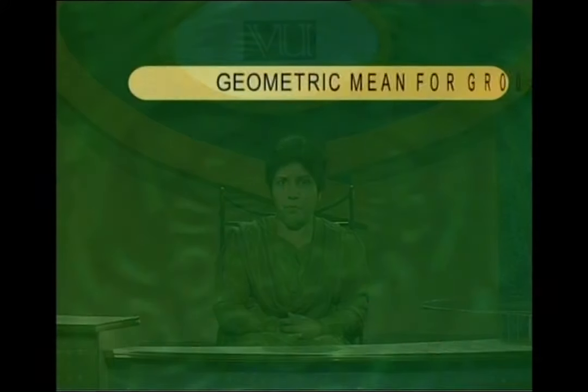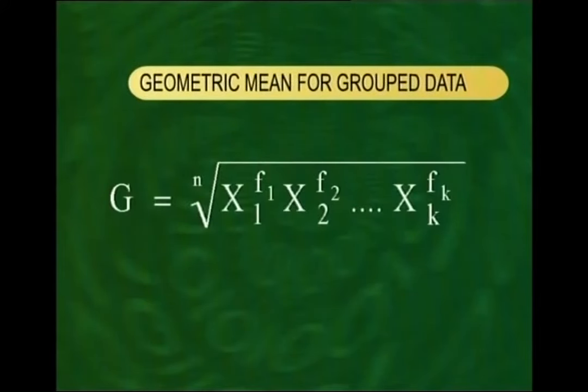Now let us see what will be the modified version of this formula in case of grouped data. As you now see on the screen, the formula in this case will be that G is equal to the nth root of x1 raised to f1 into x2 raised to f2 and so on up to xk raised to fk. In other words, each value of x has to be multiplied by itself f times before we go to the step of taking the nth root.